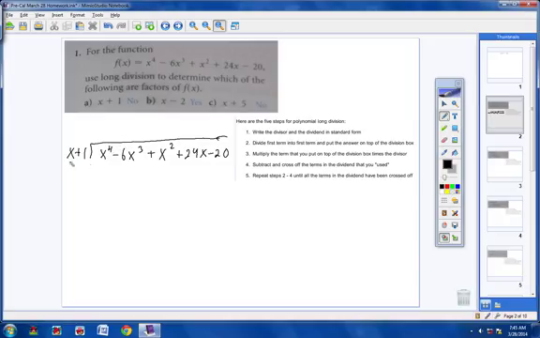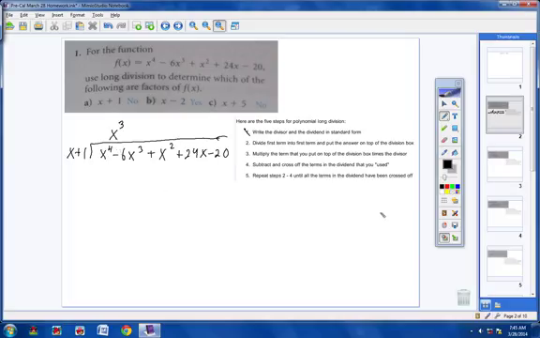Remember, step 1 says write your divisor and your dividend in standard form. And both of these are written in standard form. Number 2, divide first term into first term. That's going to be step number 2. Well, x goes into x to the fourth, x to the third times.